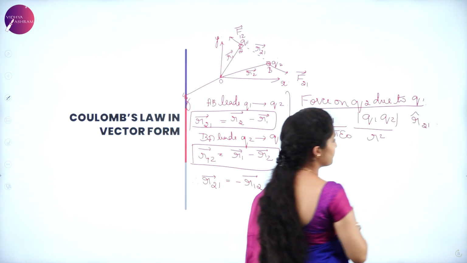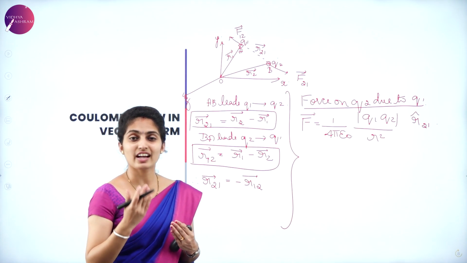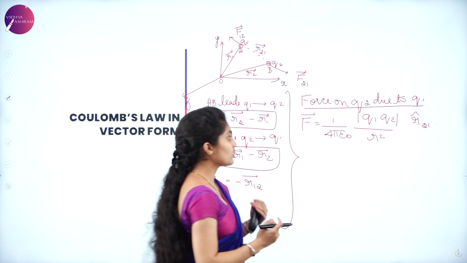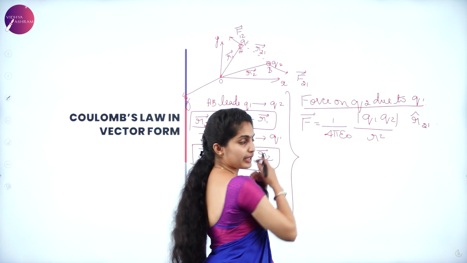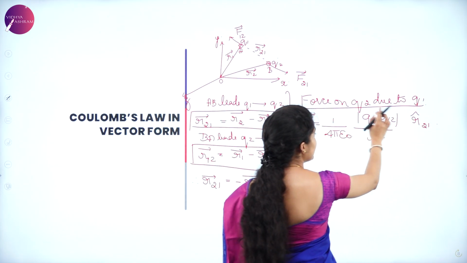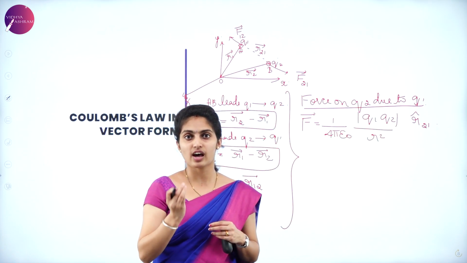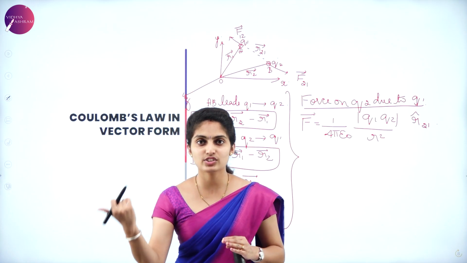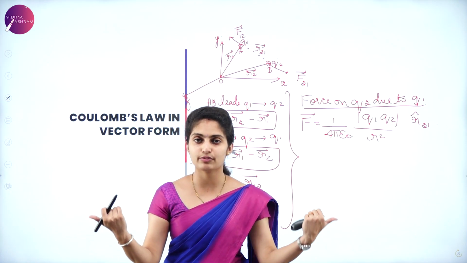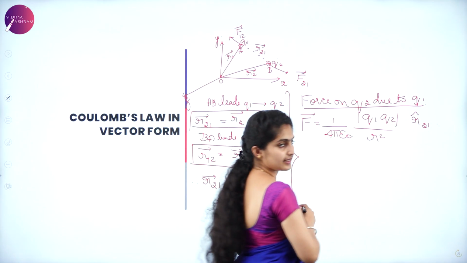R21 cap. You might think, R21 cap, why is that? Because here it is a vector quantity, and if you don't take the vector quantity, then these many values are said to be scalar quantity. In order to balance your right hand side as well as left hand side to the vector quantity, you just take R21 as a cap.